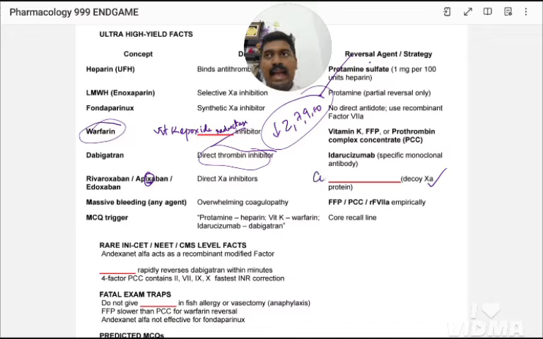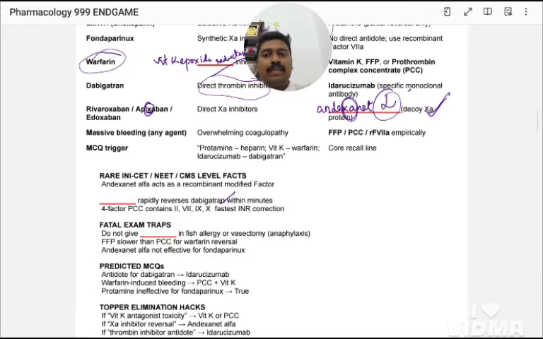The reversal agent is andexanet alpha. So here also you will find Xa, that is 10A. So for reversal we use andexanet alpha. This is the answer. Next, which drug rapidly reverses dabigatran within minutes? Yes, idarucizumab. Next, do not give this drug in fish allergy or vasectomy.